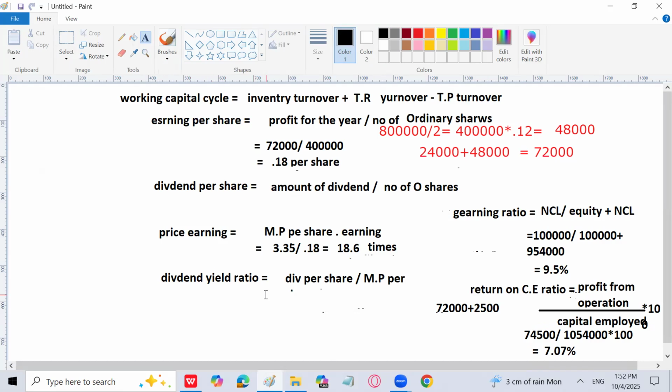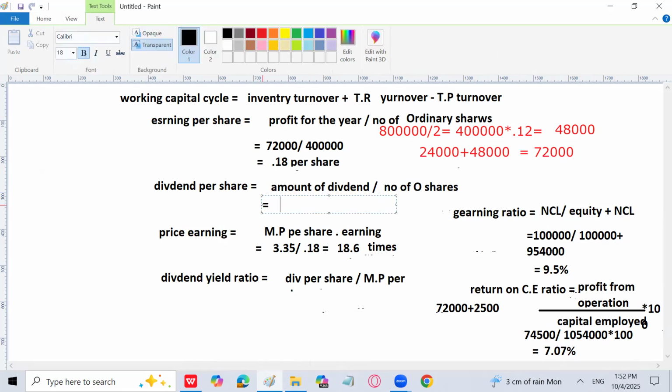Dividend yield ratio is dividend per share over market price per share. Dividend per share we have to calculate. Interim dividend we have calculated, 4 lakh into 0.12, that is going to be 48,000. Now we'll calculate dividend per share, which is 48,000, the amount of dividend, divided by the number of ordinary shares, which are 4 lakh. 48,000 divided by 4 lakh, that is going to be 0.12 per share.